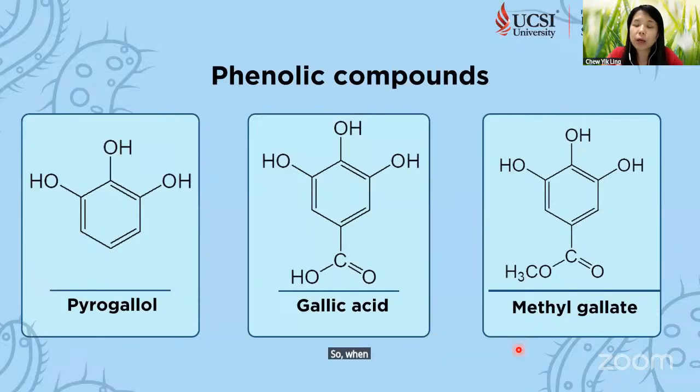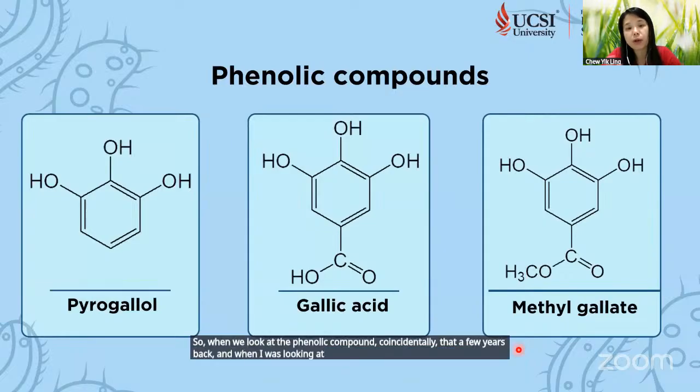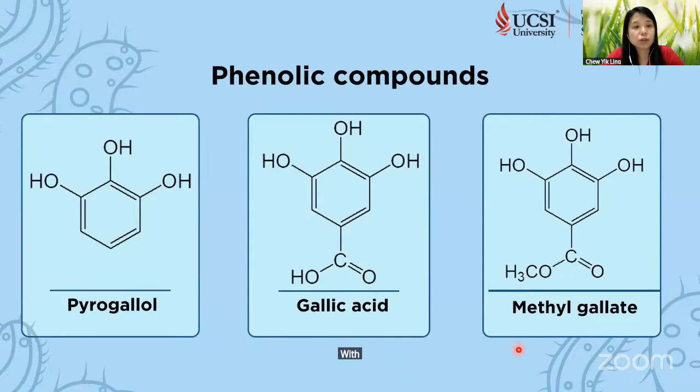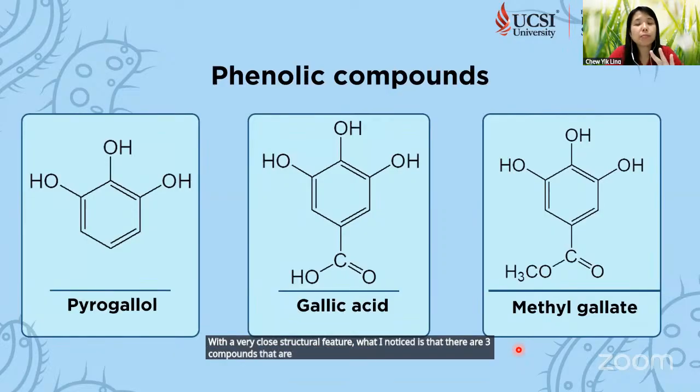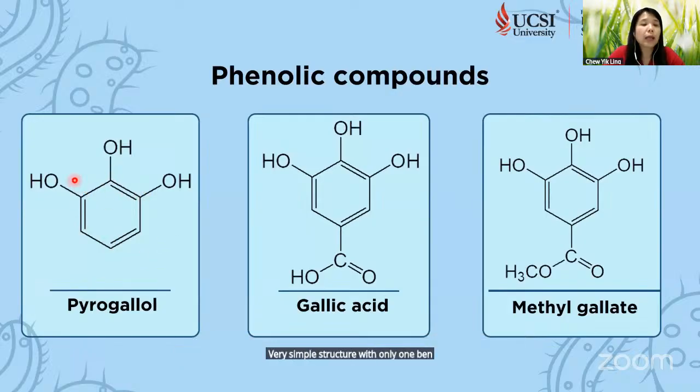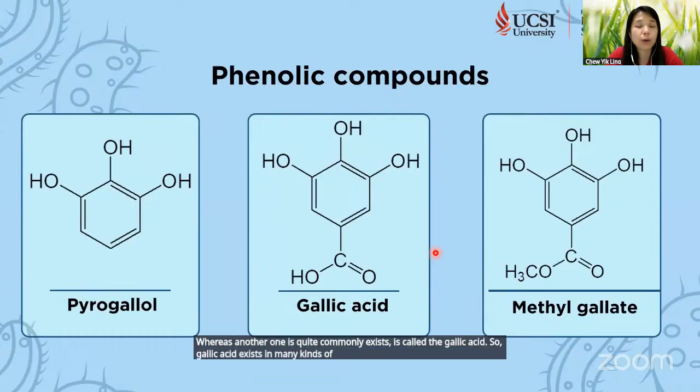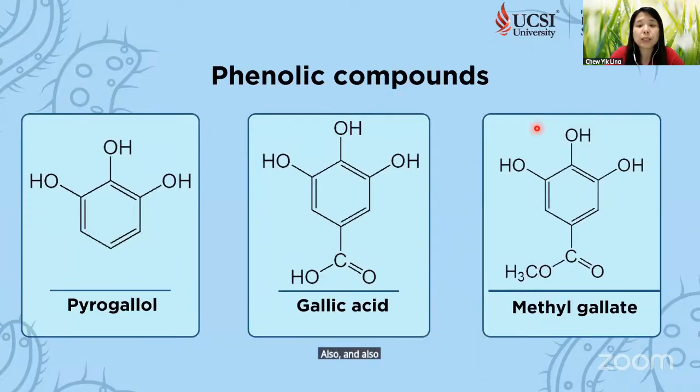So when we look at phenolic compounds, coincidentally a few years back when I was looking at a few phenolic compounds with very close structural features, I noticed that there are three compounds that are very similar to each other. You can see here we have pyrogallol, a very simple structure with only one benzene ring and three hydroxyl groups, whereas another one that quite commonly exists is called gallic acid. Gallic acid exists in many kinds of plants in our surroundings, and also their derivative called methyl gallate.